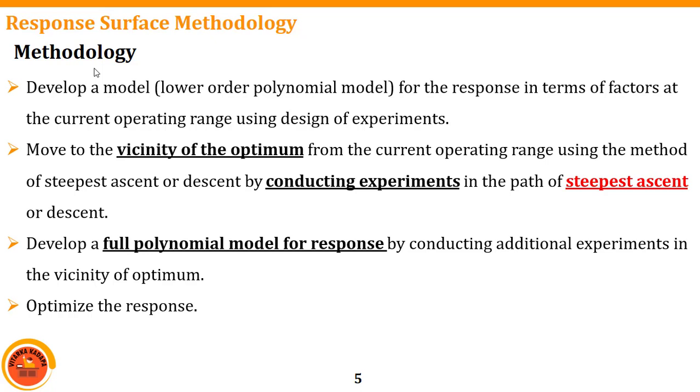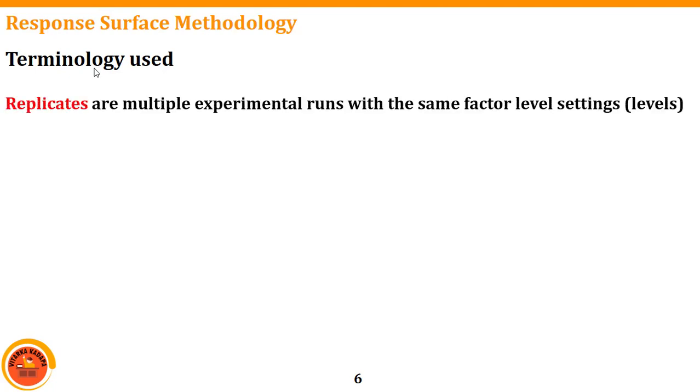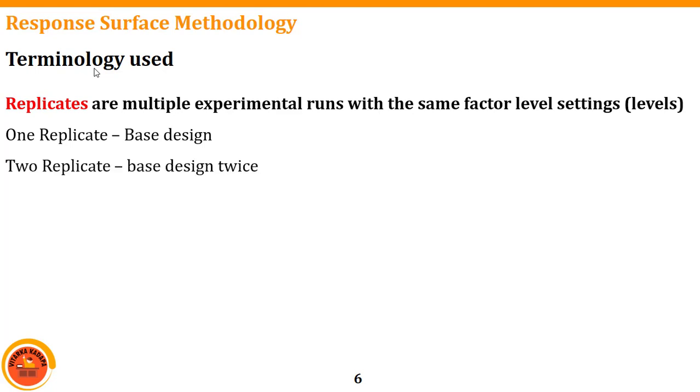In every response surface methodology we will get some kind of mathematical formula. Here, the terminologies used are different from our Taguchi experimental designs. Replicates is quite similar: multiple experimental runs of the same factor levels. One replicate based design, two replicates based design, where we go for twice the runs. For example, 3 factors, 2 levels, like 2 power 3.